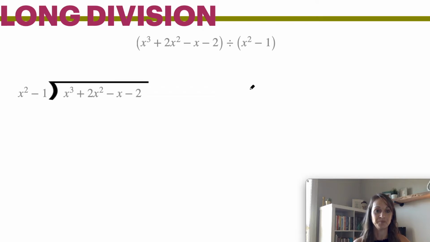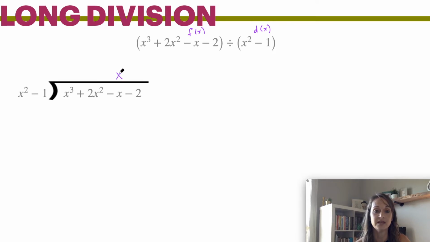So here we go. I am going to divide x cubed plus 2x squared minus x minus 2 by x squared minus 1. So we want to know how many times x squared minus 1 goes into this function. We could say this is f of x, this is d of x. So x squared goes into x cubed how many times? It goes into it once.